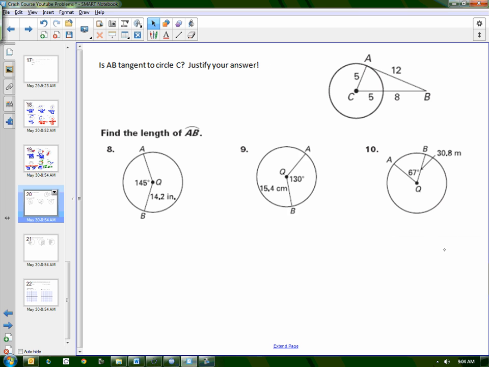Alright, last page of our crash course. The first thing we need to know is how do you convince me that this is going to be tangent? And the way you can convince me is if you could say this is a right triangle. Well, if it's a right triangle, then it satisfies the Pythagorean theorem.